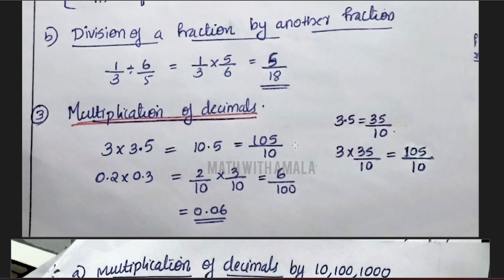Here you have to give the decimal point according to the denominator, which contains 10 or 100 or 1000. Next, 0.2 into 0.3 means you can convert it to the tens form, that is, the fraction form 2 by 10 and 3 by 10, the denominator with the tens, which is equal to 6 by 100. Now you can choose the number of decimal places according to the zeros available in the denominator. So there are 2 zeros, you can convert it to 0.06.